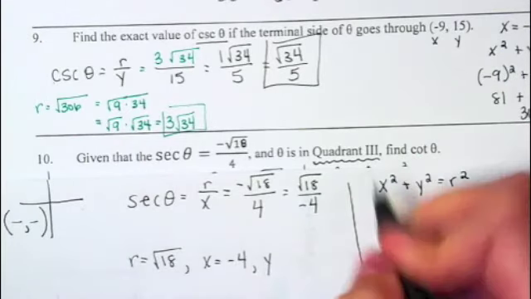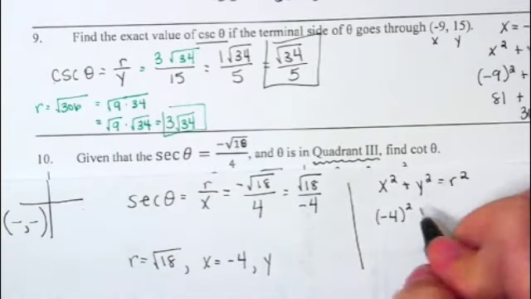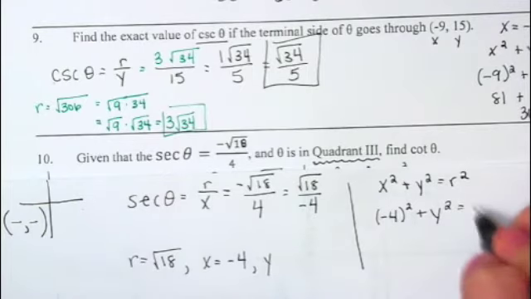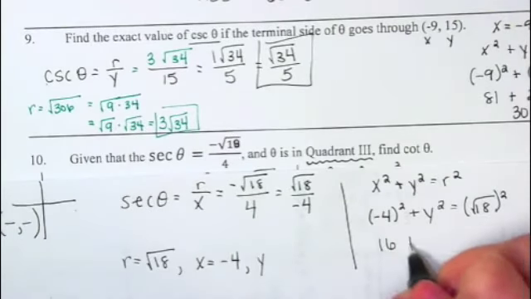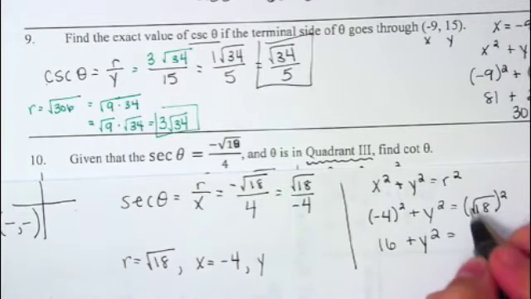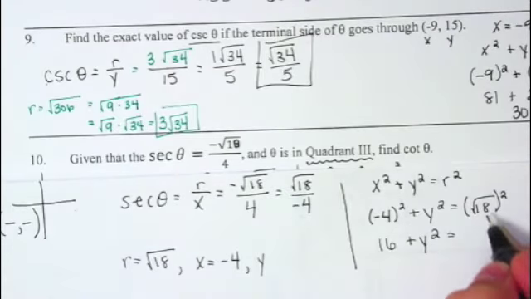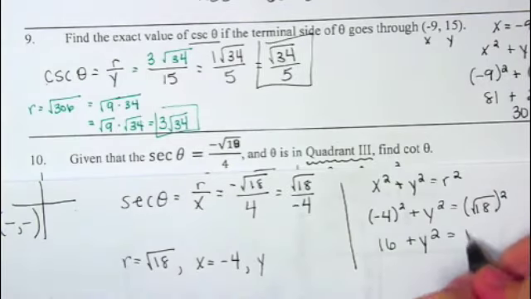And again, when you plug in, make sure you use parentheses so we don't have any errors there. So the negative 4 squared plus y squared equals the square root of 18 squared. Negative 4 quantity squared is 16. We don't know y squared. Now the square root of 18 squared is the square root of 18 times the square root of 18. When you have a square root multiplying itself, the radical goes away, and the radicand, the number inside the square root, stays. So all that's left is 18.